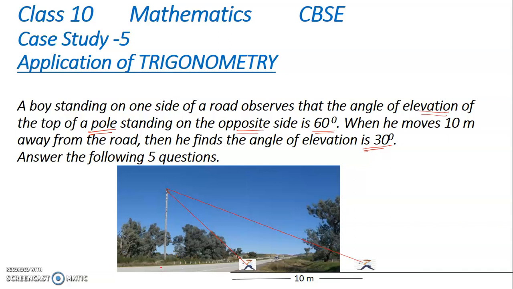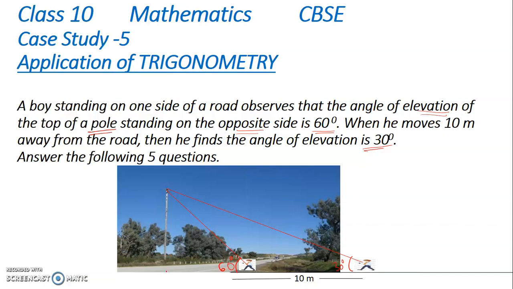See here, this is the road. On one side a boy is standing here and he is observing the pole. At first, the angle of elevation is 60 degrees. After that he moves 10 meters away from the road, from here to here, and again observes the top of the pole. Then the angle of elevation is 30 degrees. This is the situation. You have to answer the following 5 questions.